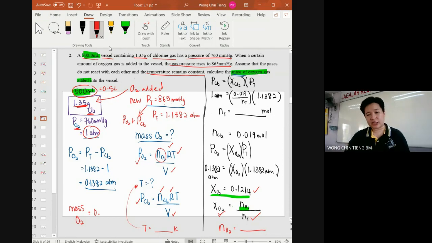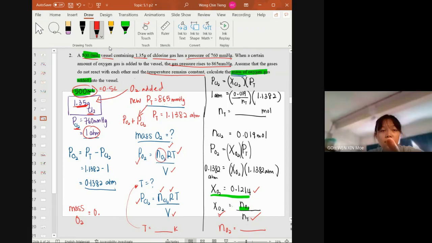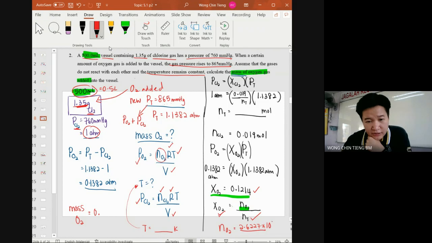Anybody? Mass of oxygen gas? Ataupun number of mole? Give me number of mole enough. Number of mole oxygen gas? 2.622 times 10 to the power of negative 3. Negative 3. Zul, kira balik.